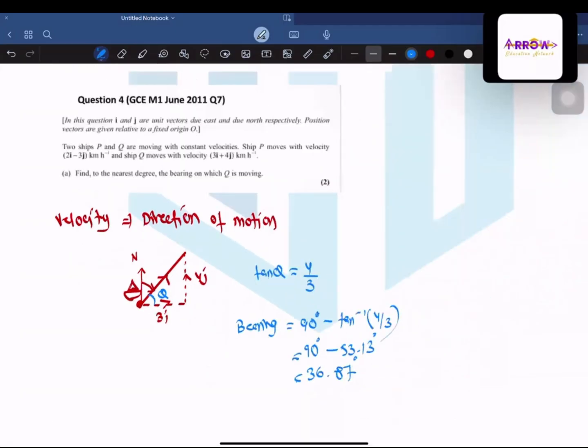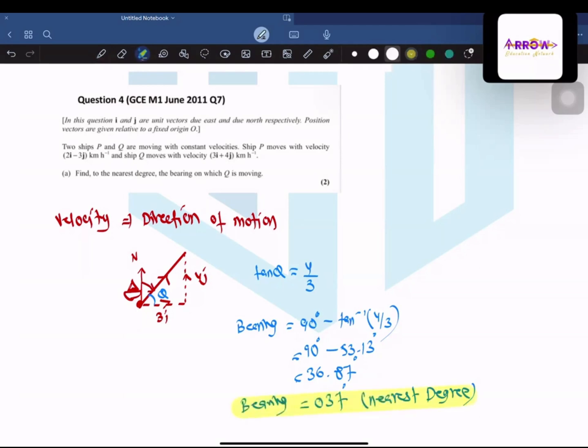37 degrees. So correct to the nearest degree, we need to write our answer as a three-figure number, 037 degrees. This is the bearing which is required, correct to the nearest degree. Okay, this is supposed to be our answer.